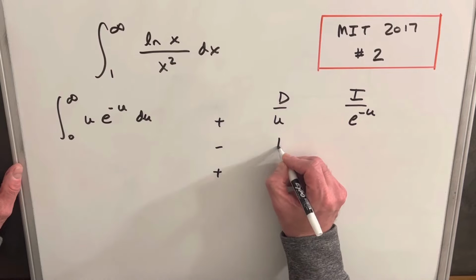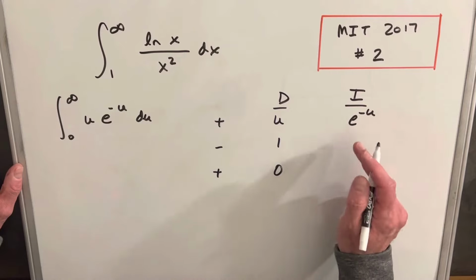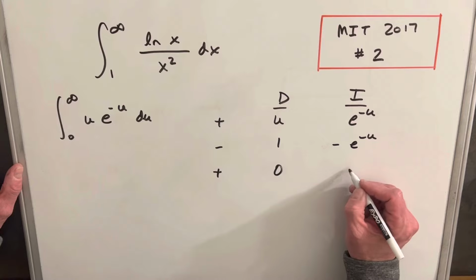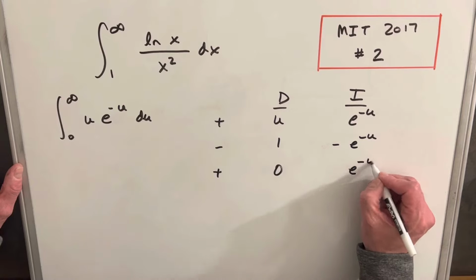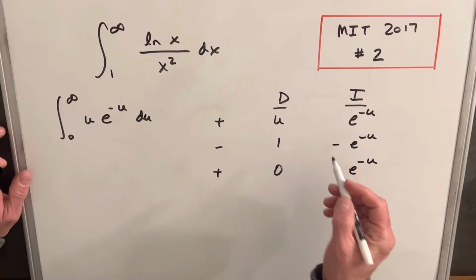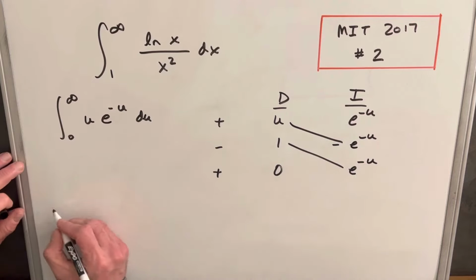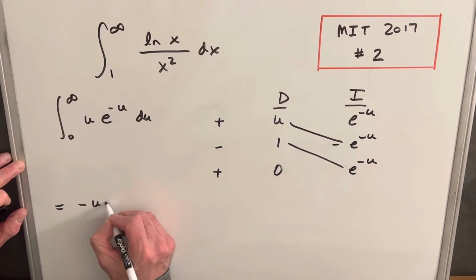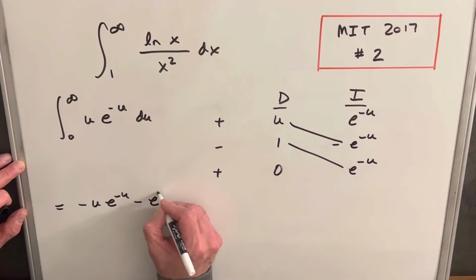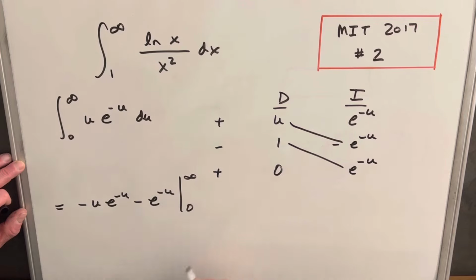Differentiating u is going to be 1. Differentiating 1 is going to be 0. The integral of e to the minus u is going to be minus e to the minus u. And then doing it one more time, we get back to e to the minus u. Because we have a 0 in this last row, we don't have to integrate this last row, so we're just going to take our solution as the diagonals. We're going to have minus u e to the minus u, and then our second diagonal, minus e to the minus u. And we just need to evaluate this from infinity to 0.